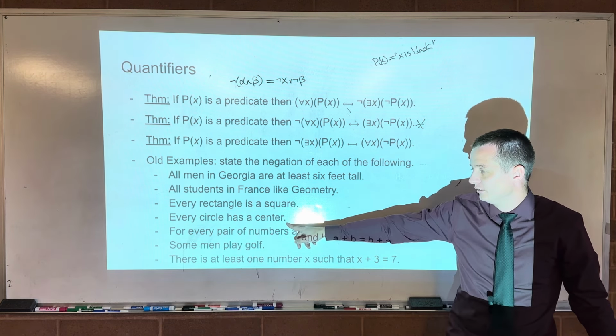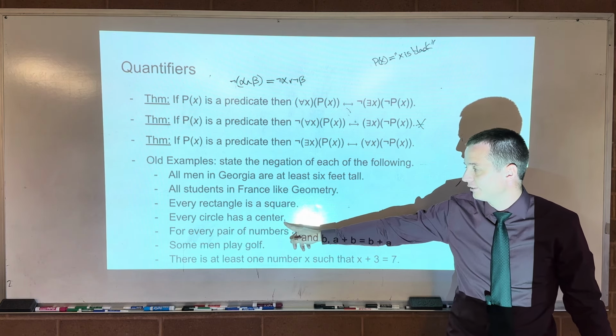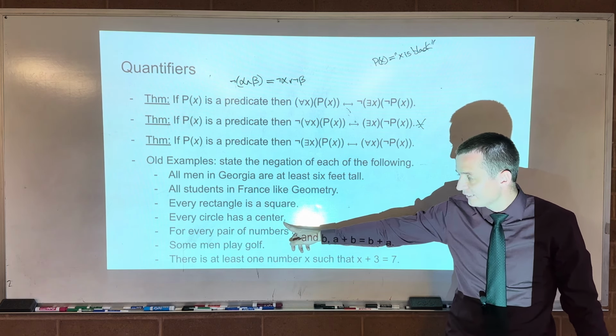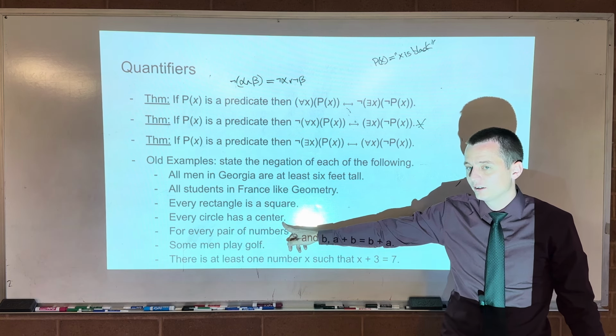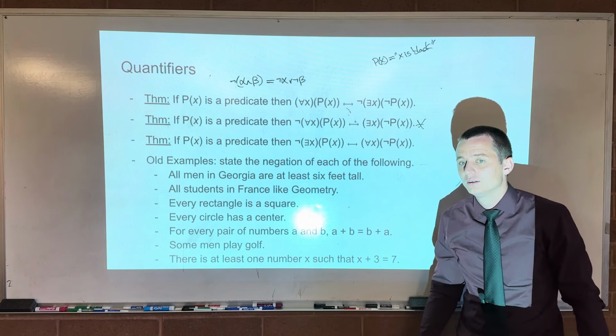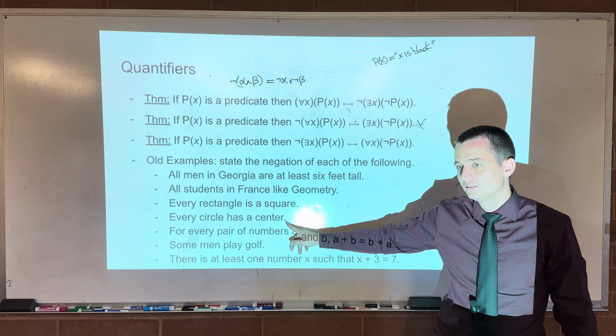Let's read the next one. Every circle has a center. What's the negation of that? Some circles do not have centers. Right. There exists x such that not having a center applies to x. Or some circles don't have a center. Or there exists a circle that does not have a center.